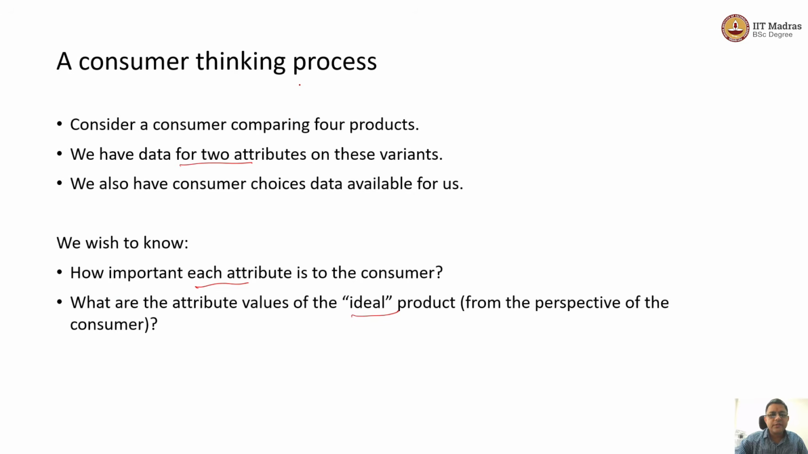Now, so this is the attribute data. These are the 2 attributes and the data on that. Now, how are we collecting consumer choices? Now, conjoint analysis allows us to collect consumer choices in various formats.